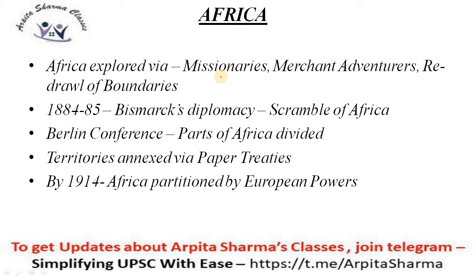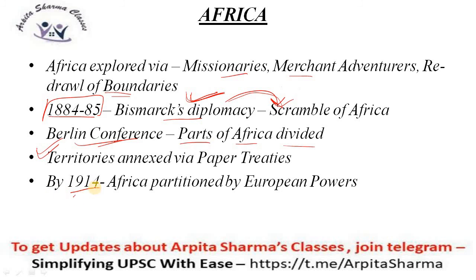Then Africa was explored by missionaries and merchant adventurers, and redrawal of boundaries took place here as well. Finally, in 1884-85, Bismarck's diplomacy worked and the scramble of Africa took place. Bismarck was a very efficient diplomat, and hence he tried to divide Africa between the world powers. The Berlin Conference took place, and parts of Africa were divided among different powers of the world. The territories were annexed via paper treaties, or very bogus treaties, and finally by 1914 Africa was partitioned by European powers.